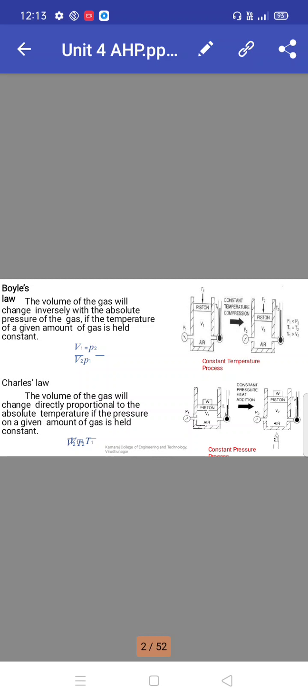In Charles' law, the volume of the gas will change directly proportional to absolute temperature, and the pressure of the given amount of gas is held constant. So that is V is directly proportional to temperature. This is the process where we keep pressure constant. That is Charles' law.